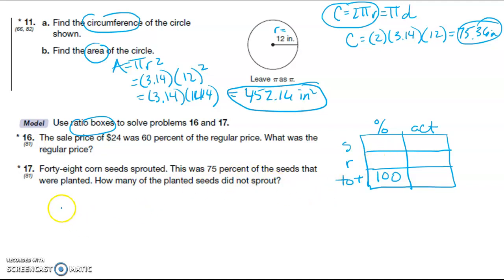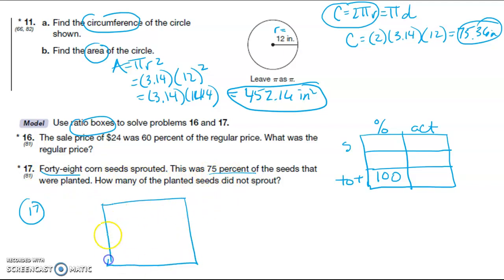Let me do 17. So sorry. 48 corn seeds sprouted. 75% of the seeds were planted. How many of the seeds did not sprout? Okay, we can do that one. I'm not sure why 16 is not working in my mind, but that's okay. We'll go back to it.